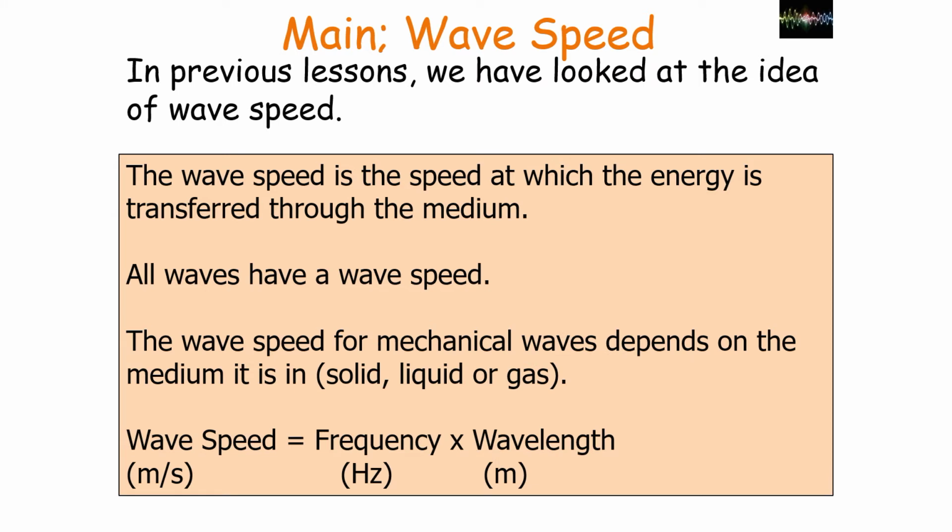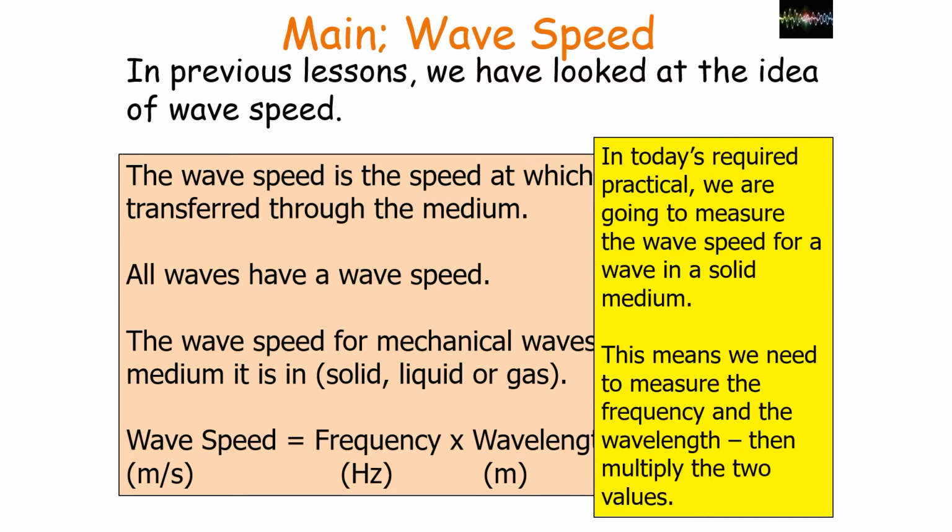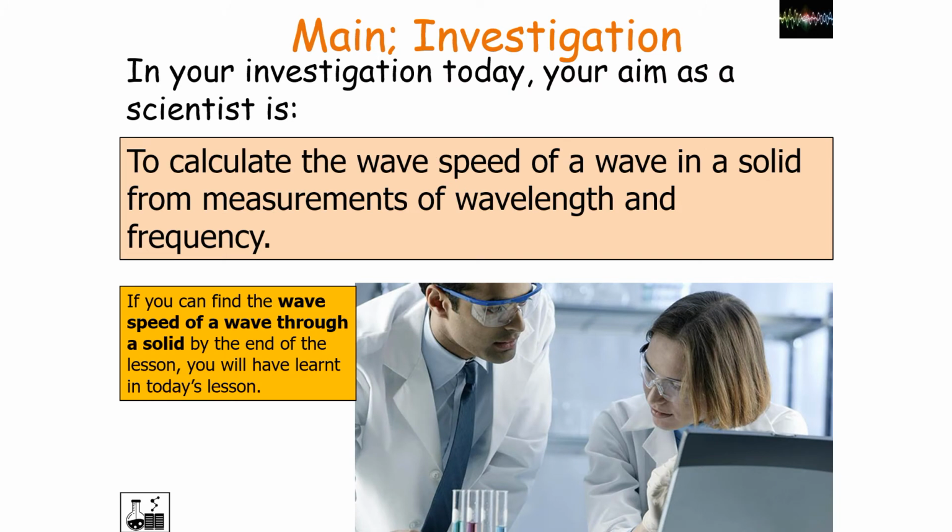Now, the wave speed can be calculated for any wave with the equation wave speed in meters per second is equal to frequency in hertz times by wavelength in meters. So in today's required practical, we're going to measure the wave speed for a wave in a solid material by measuring the frequency and by measuring the wavelength and then multiplying the two values against each other. So our aim as an investigator is to calculate the wave speed of a wave in a solid from measurements of wavelength and frequency.